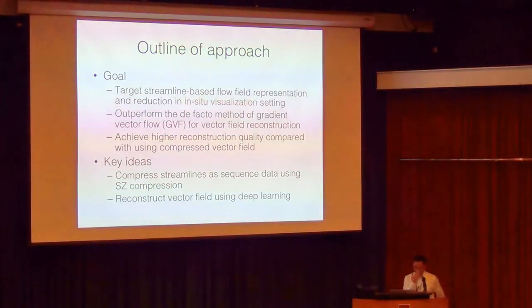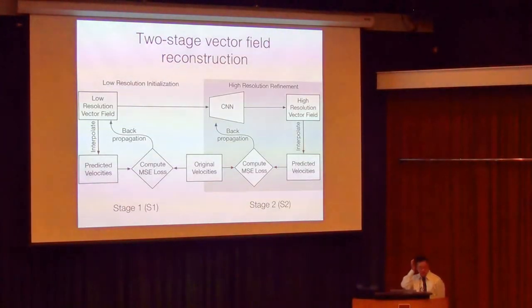The idea we're using is that we compress a stream line as a sequence of data. There are techniques like SZ compression that can be leveraged, which allow you to achieve a better PSNR with the same compression rate. The reconstruction itself uses deep learning techniques. It is a two-stage technique. The first is what we call the low resolution initialization.